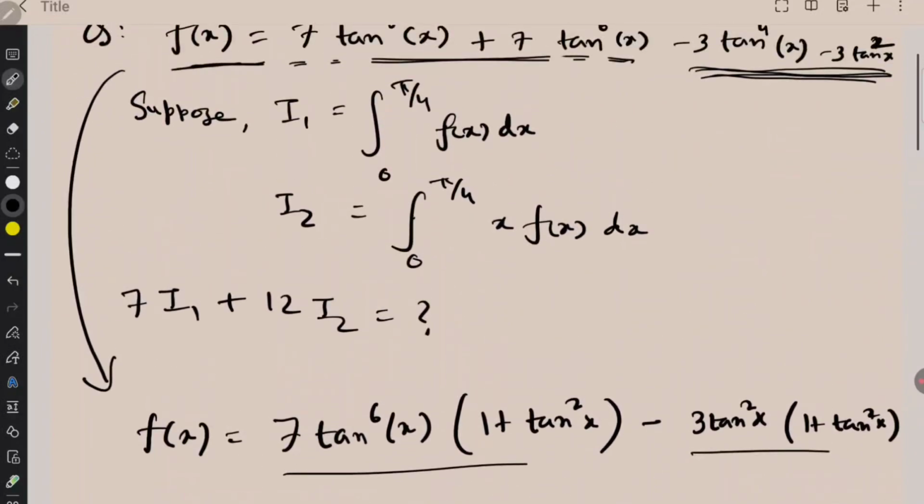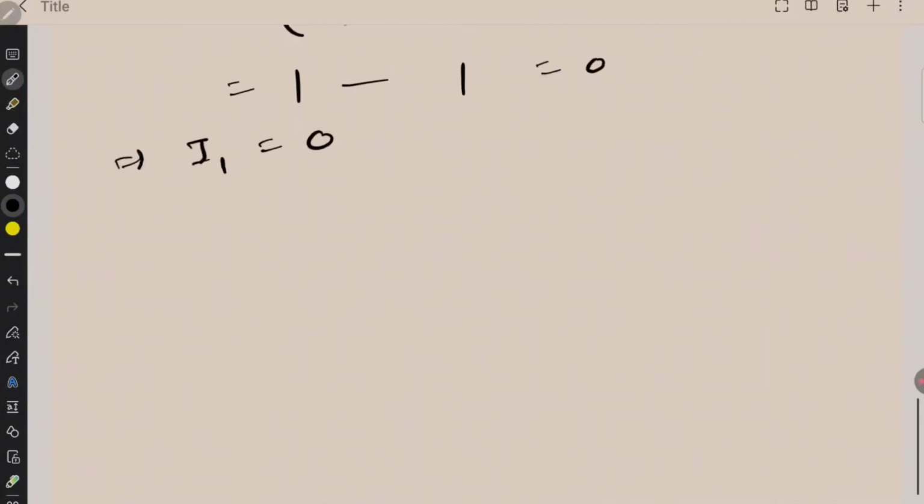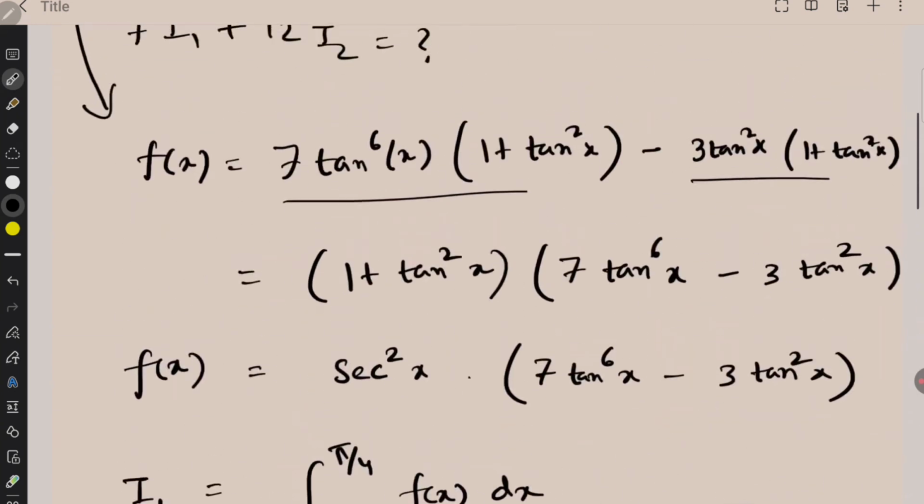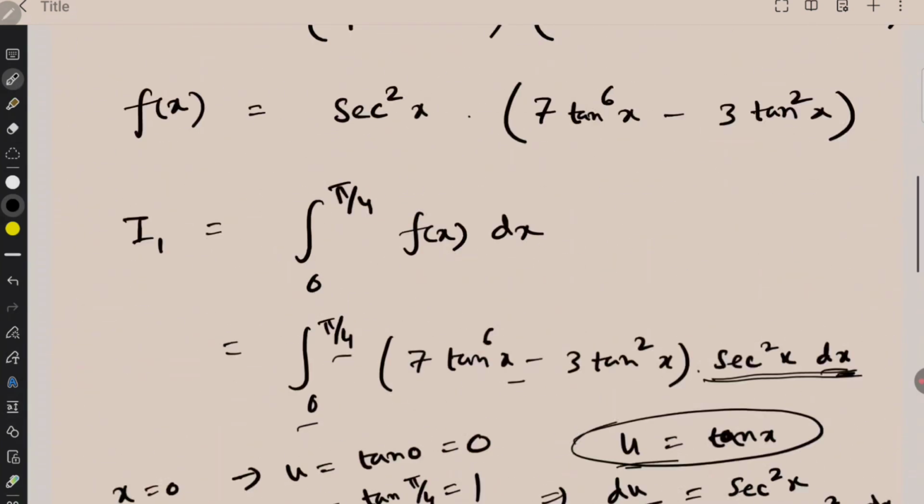What's the value of I2? All right. The value of I2 is again the integral from 0 to pi by 4 of x times f(x) dx.